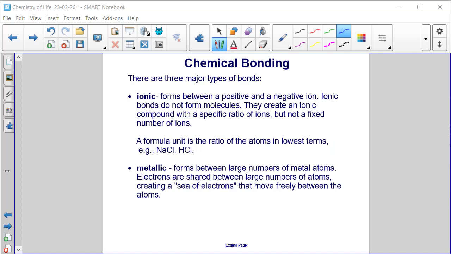Ionic bonds are bonds that form between a positive and a negative ion. Ionic bonds do not form molecules. They create an ionic compound with a specific ratio of ions, but not a fixed number of ions. A formula unit is the ratio of the atoms in lowest terms. Metallic bonds form between large numbers of metal atoms. Electrons are shared between large numbers of atoms, creating a sea of electrons that move freely between the atoms.